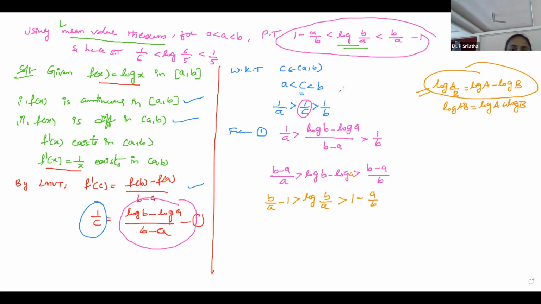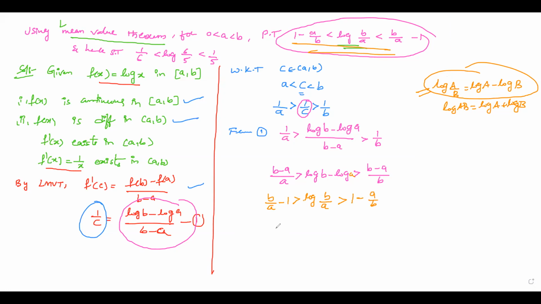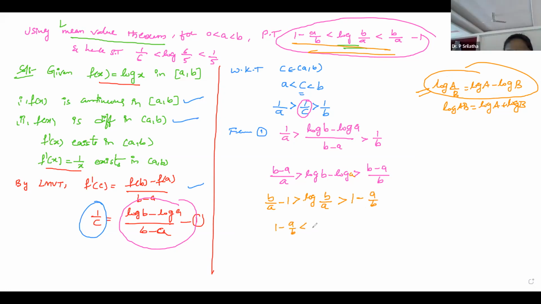Okay, so is this in this form? No. So then you have to interchange. Or you can write in the reverse order, this will be like this. So b by a in the reverse order, b by a minus 1. So hence proved.